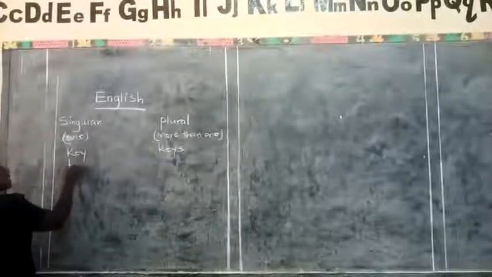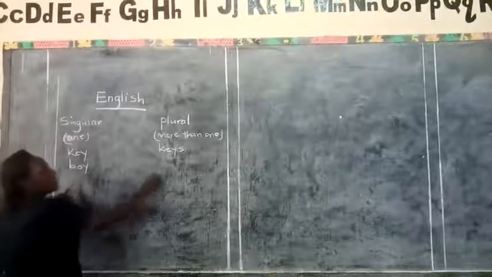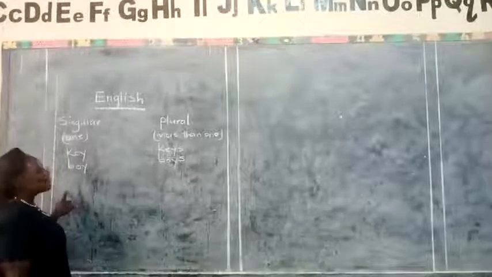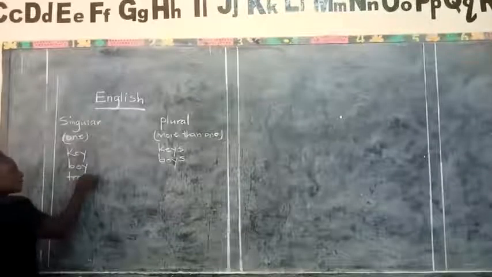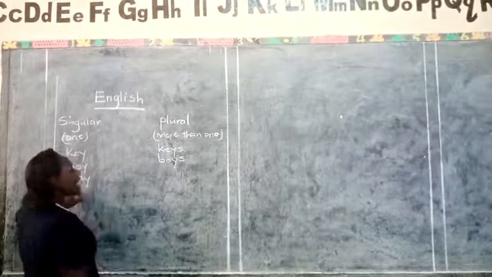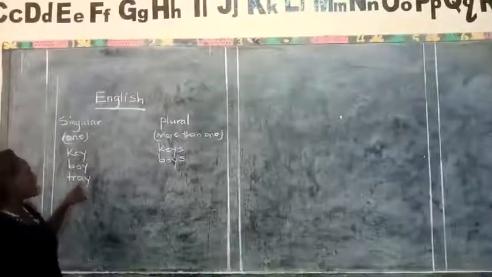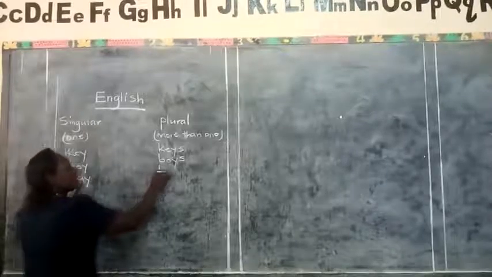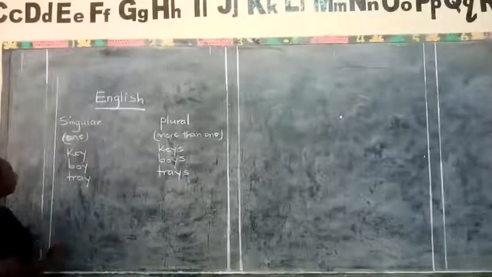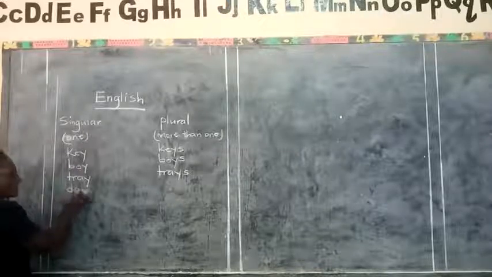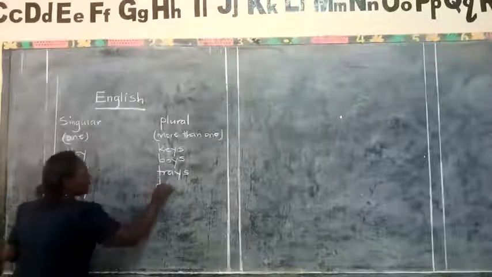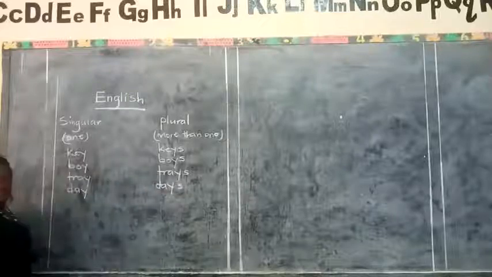We also looked at this noun here, boy. We also said that it takes only letter S. We also looked at this noun here, tray. Again, we said that tray takes only letter S because before this letter Y, there is a vowel. It comes to trays. Then we also have day. With day, it also takes only letter S.